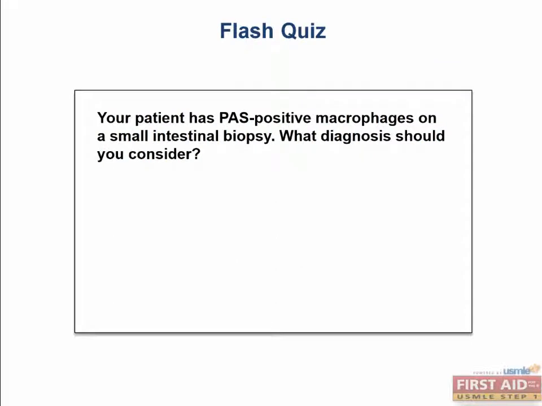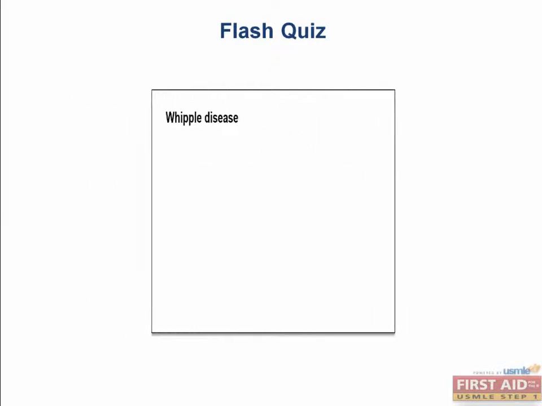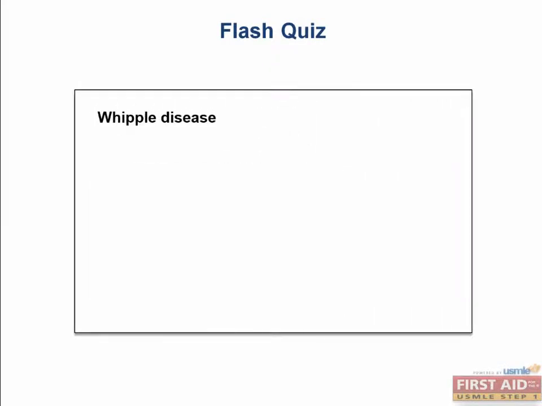Okay, time for another flash quiz. Your patient has PAS-positive macrophages on a small intestinal biopsy. What diagnosis should you consider? I'll give you a few seconds to think about this. And the answer is Whipple disease. Remember that Whipple disease, the organism T. whipplei, is going to form PAS-positive globules on small bowel biopsy.